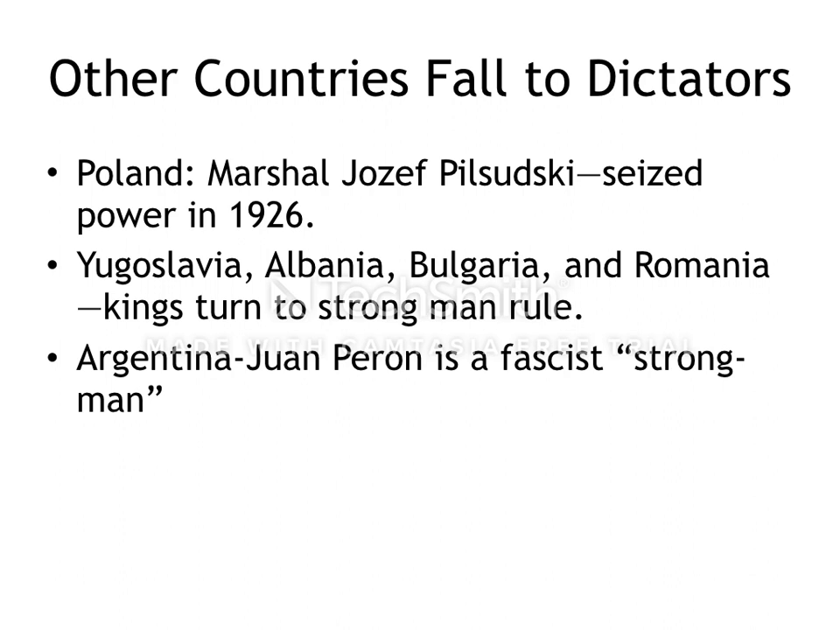Outside of Germany, we start to see the first rise of other fascist leaders like Józef Piłsudski, who seized power in Poland in 1926. Yugoslavia, Albania, Bulgaria, and Romania would also turn to strongmen. And Argentina would have Juan Perón, who would build a fascist state as a strongman in South America, not to mention Francisco Franco, who would also build his own fascist state and who would buddy up with Hitler in Spain as well.